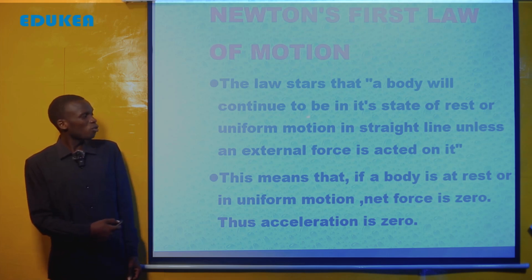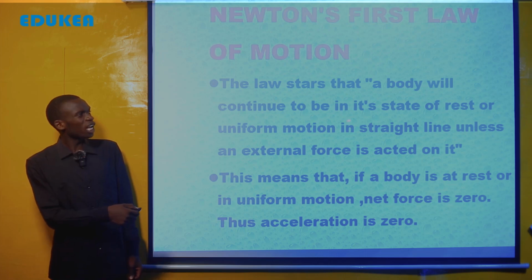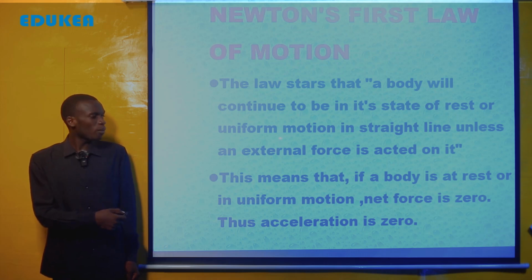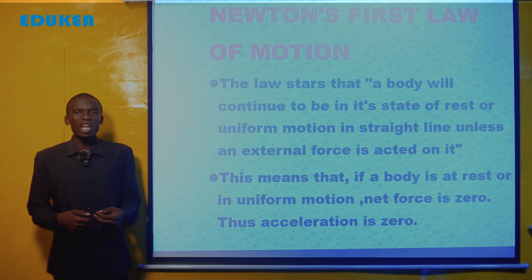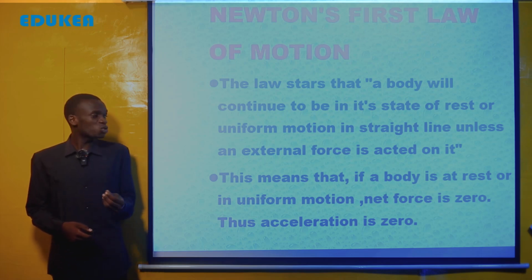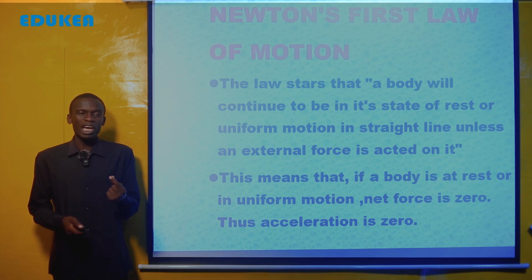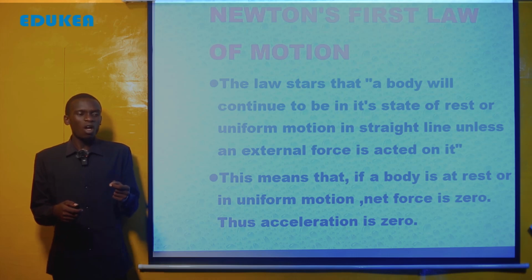Ya kwamba kumbe kama kitu kipo katika rest na kitu kipo katika nini? Uniform motion, inamaanisha kwamba hakuna net force. Net force ni force ambayo inakifanya kitu kimove. Unapozungumzia net force, unaweza kuwa una force mbili zinakuwa applied kwenye kitu au force nyingi. Ile summation ya all forces kwenye hiyo body tunaita nini? Net force.